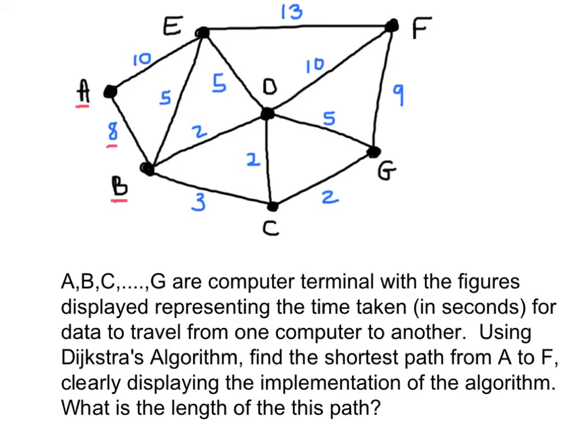Now the question that we're asked is: using Dijkstra's algorithm, find the shortest path from A to F, clearly displaying the implementation of the algorithm. What is the length of this path? So we want to find the shortest path between A and F. We start at A and we want to end up at F and find the shortest distance between the two points.